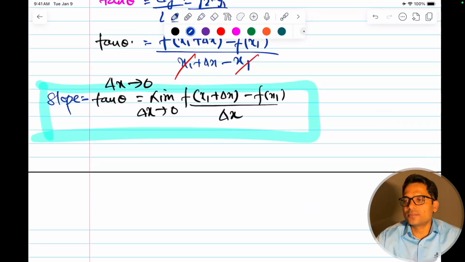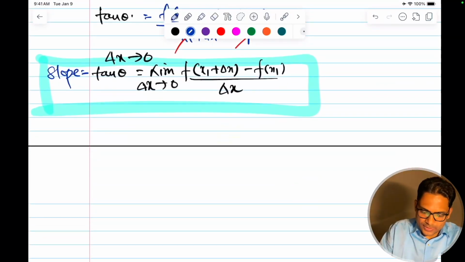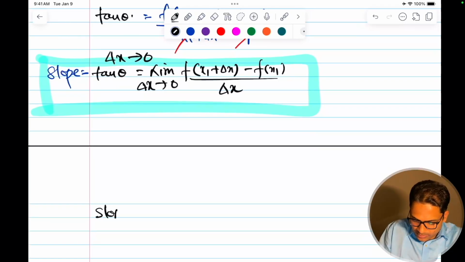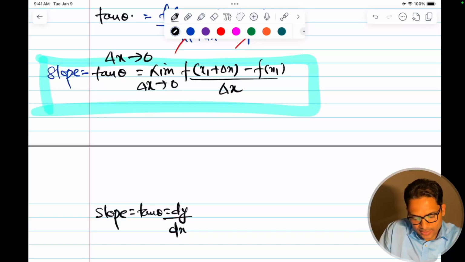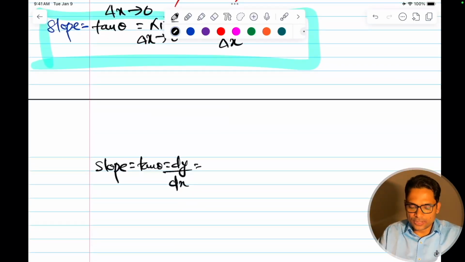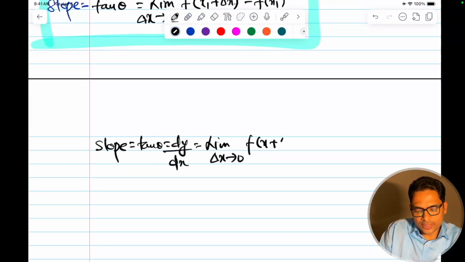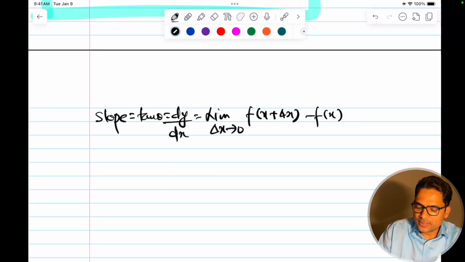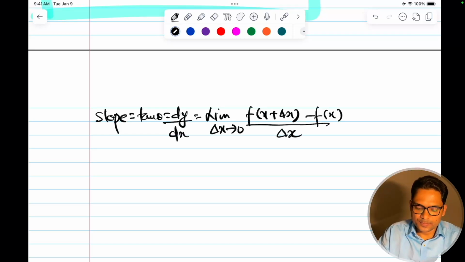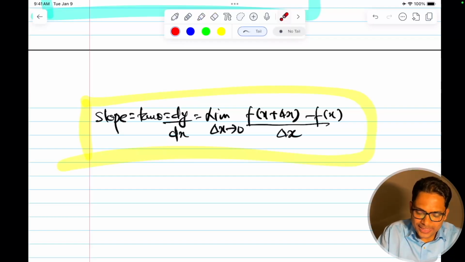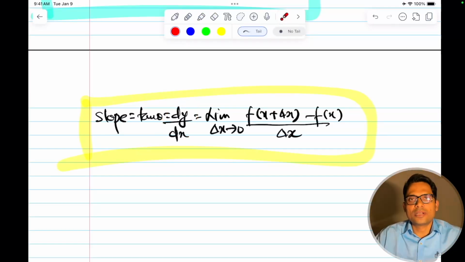If we generalize it further, my slope is equal to tan theta is equal to dy by dx, that is your derivative. All these things are the same, and instead of x1 I'll just remove that x1. This will be limit delta x tends to 0 of f of x plus delta x, because it can be for any point, x1 was an arbitrary point, minus f of x by delta x. So this is your dy by dx derivative formula. I hope this is clear.